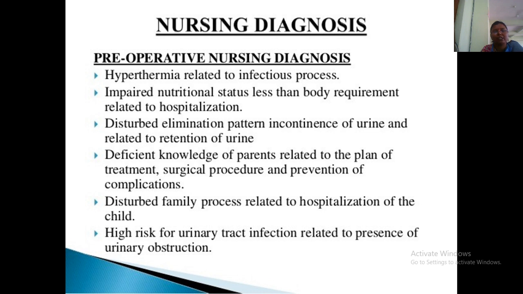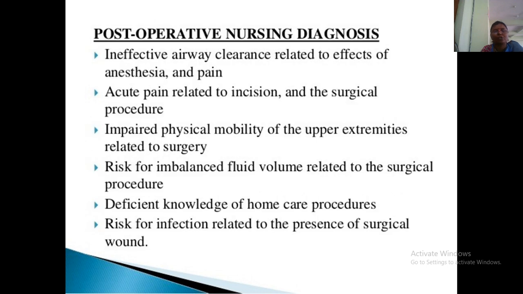Hyperthermia related to infections, impaired nutritional status, disturbed elimination pattern and incontinence of urine related to retention of urine, deficient knowledge of the parents related to plan of treatment and surgical procedure and prevention of the complication, disturbed family process related to hospitalization of the child, high risk for urinary tract infections related to presence of urinary obstruction. Postoperatively: ineffective airway clearance, acute pain related to incision and the surgical procedure, impaired physical mobility of the upper extremities related to surgery, risk for imbalanced fluid volume related to surgical procedure, deficient knowledge of the home care procedure, risk for infection.